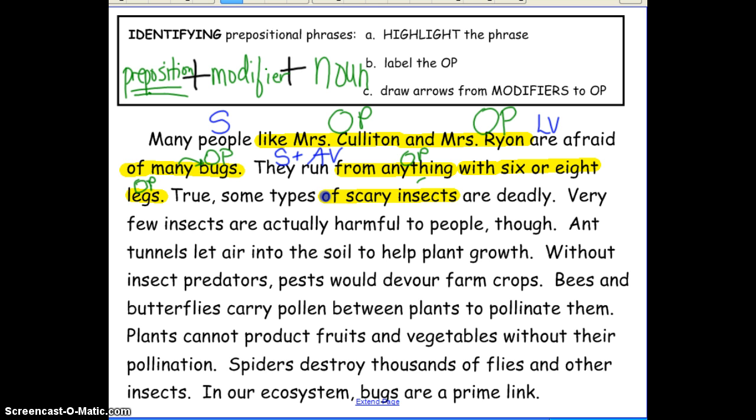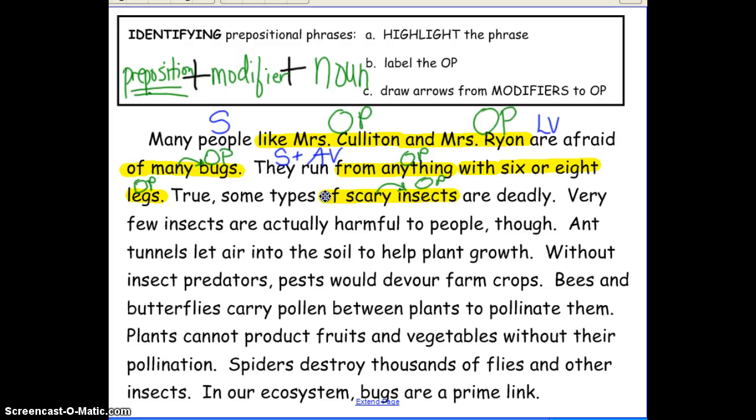Insects. Very good. And what's scary doing in that sentence then? Hannah, what's scary doing? Very good. It's modifying. What kind of insects? Scary insects. Are there insects that aren't scary? Maybe butterflies. But I bet if you looked at a butterfly under a microscope, it would probably look pretty scary too. All right, who can read me what's left of that sentence?